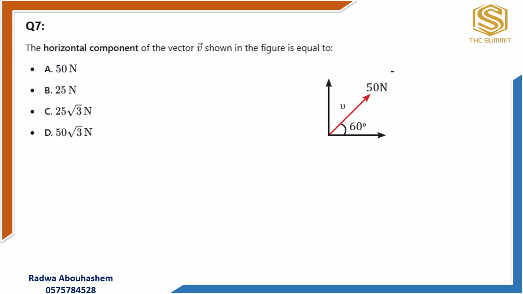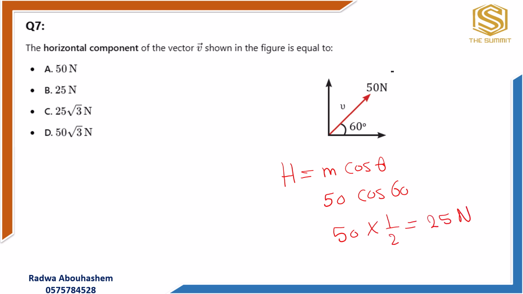The horizontal component of the vector v shown in the figure. Now, remember, all the time the angle should be between the x-axis and the vector, and if not, you have to switch the sine and cosine. So here, I need the horizontal component, so it would be magnitude times cosine theta. The magnitude is 50, and cosine 60 is half. So 50 times half gives me 25 Newton.